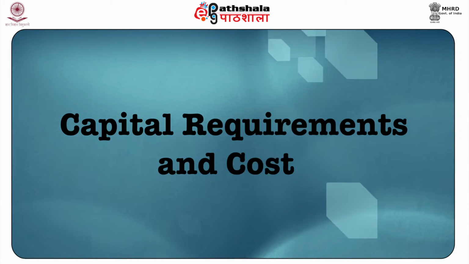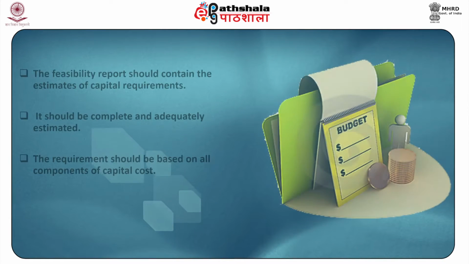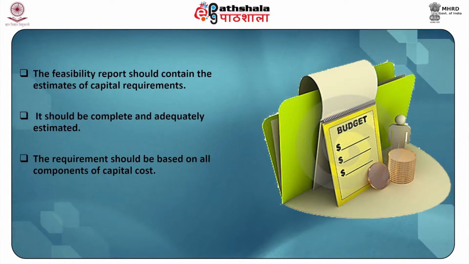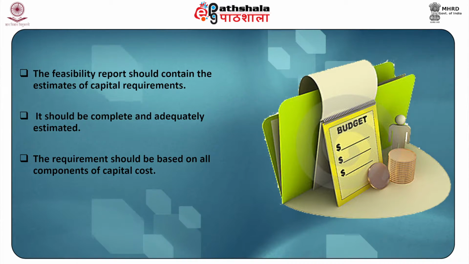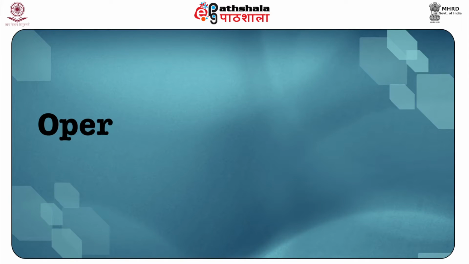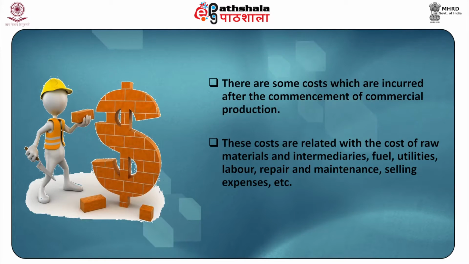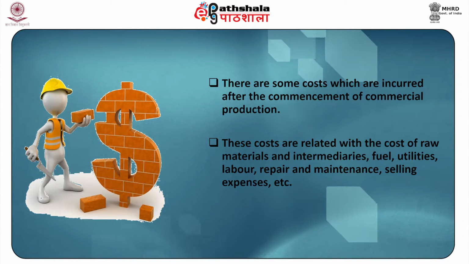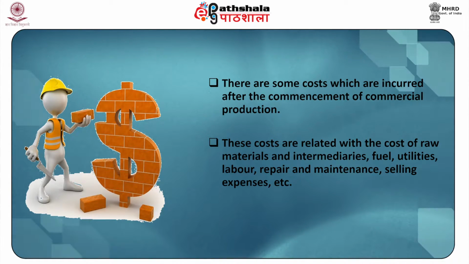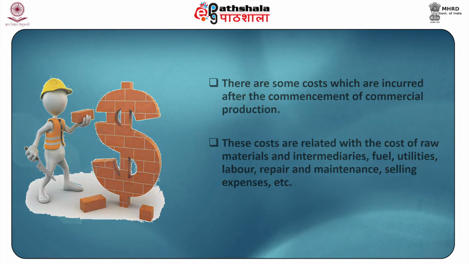Number 5, capital requirements and cost. The feasibility report should contain the estimates of capital requirements. It should be complete and adequately estimated. The requirement should be based on all components of capital cost. Number 6, operating requirements and costs. There are some costs which are incurred after the commencement of commercial production. These costs are related with cost of raw materials and intermediaries, fuel, utilities, labor, repair and maintenance, selling expenses, etc.